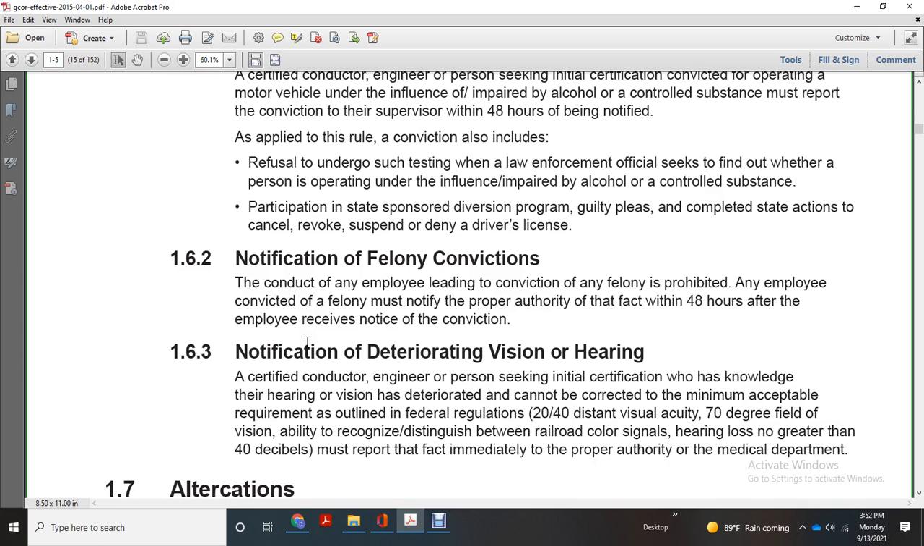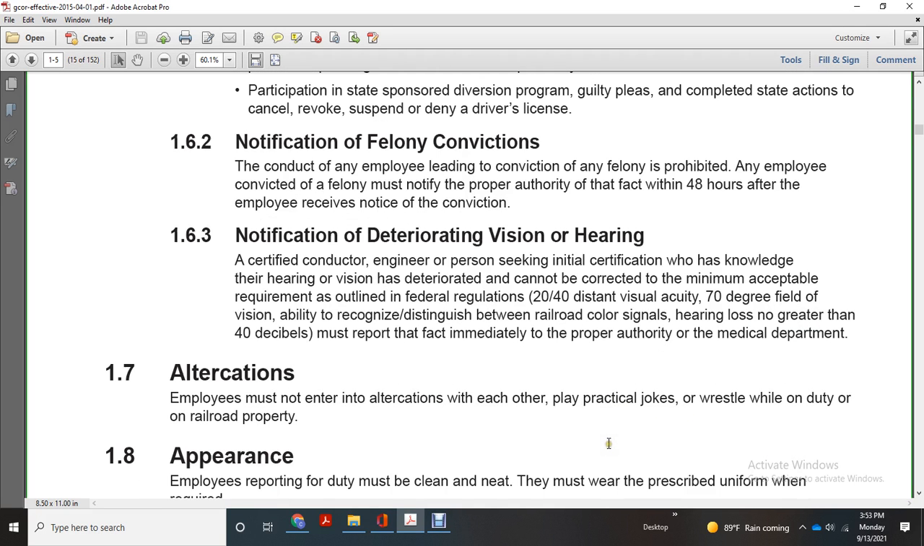1.6.3. Notification of deterioration of vision or hearing. A certified conductor, engineer, or person seeking initial certification with knowledge that their hearing or vision has deteriorated and cannot be corrected to the minimal acceptable requirements outlined in the federal regulation, including distant visual acuity, field of vision, the ability to recognize and distinguish between railroad color signals, and hearing loss no greater than 40 decibels, must report the fact immediately to the proper authority in the medical department.